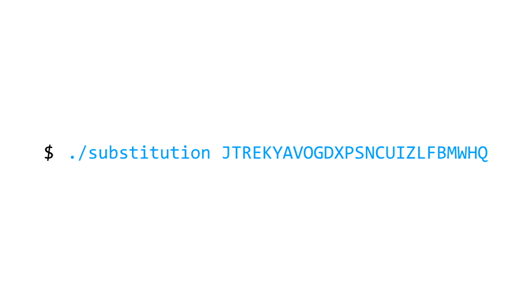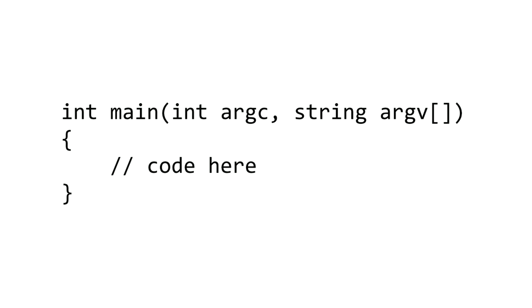How are you going to get the key? Well, recall that the key is going to be provided as a command line argument. The user is going to run your program by running ./substitution followed by the key. How do you extract that command line argument? Well, you can structure your main function as something like this, taking two arguments, one of which is an int argc, representing the number of command line arguments, and one of which is an array of strings, argv, representing all of the command line arguments that were provided.